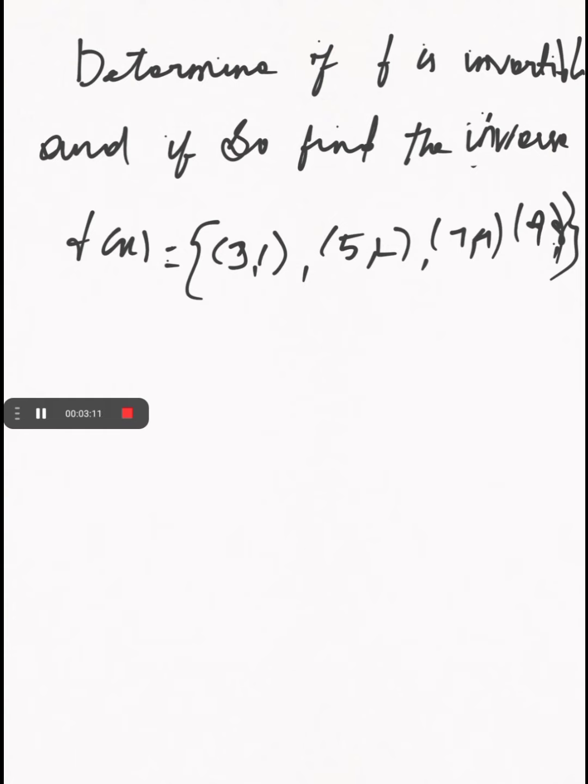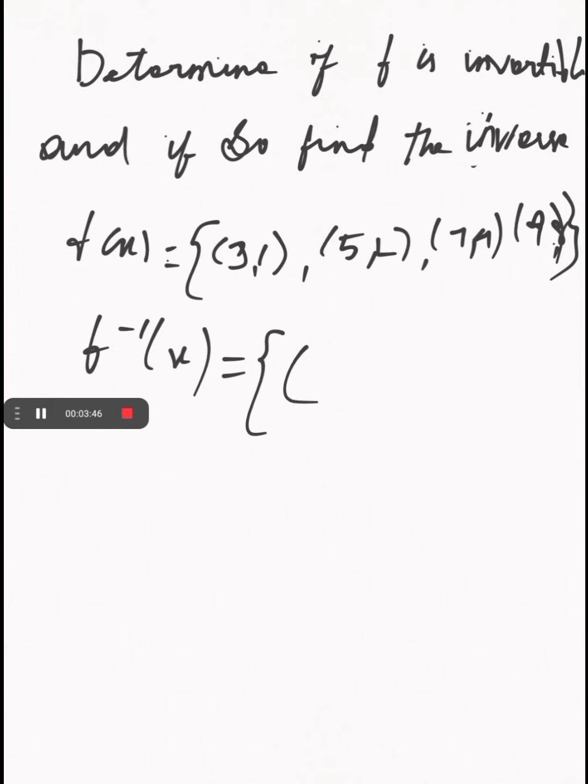How can we identify whether this function is one-to-one? We just use the definition of one-to-one. It has a unique output, right? Here see the outputs: 1, 2, 4, 8. All the outputs are unique, so it's a one-to-one function. Okay, now we just find the inverse. The question is if f is invertible, find the inverse of this function. Invertible means one-to-one. We found that f is invertible, so we need to find the inverse of this function.